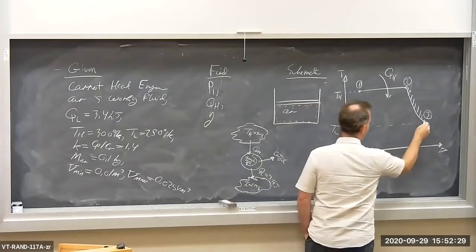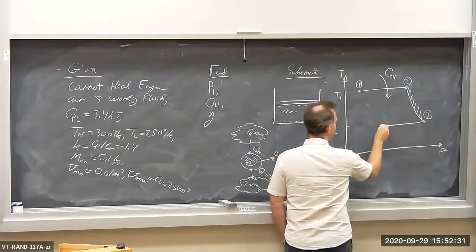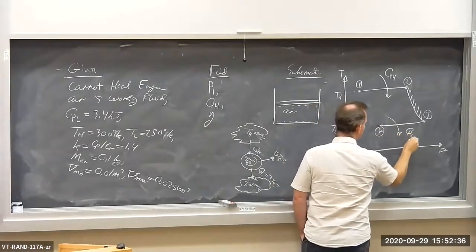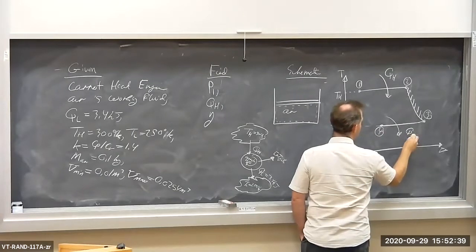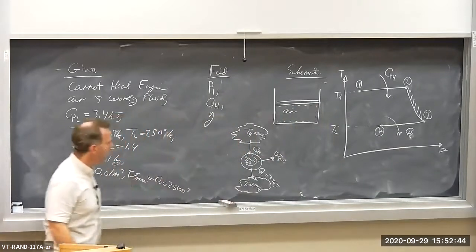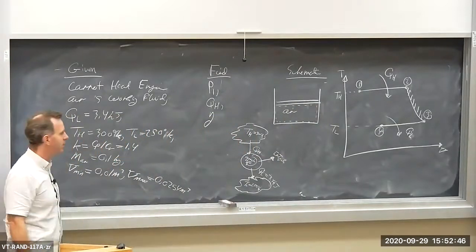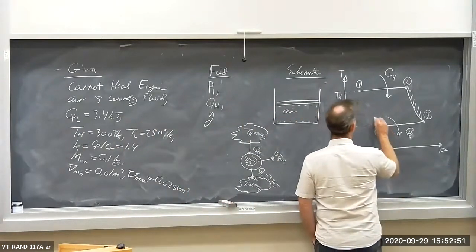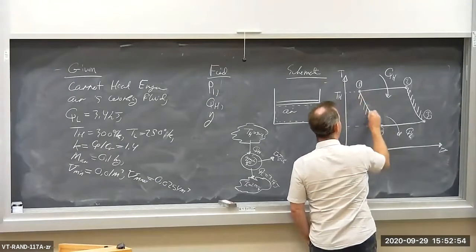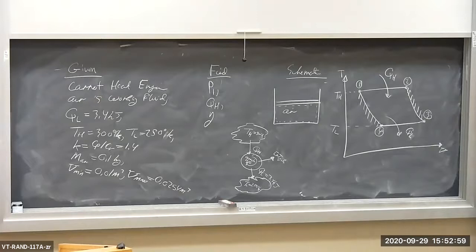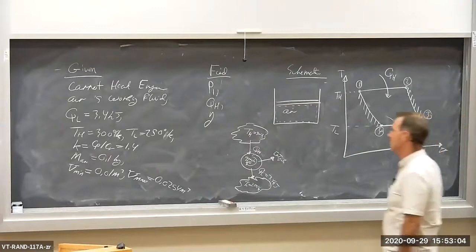And then we have isothermal heat rejection to state 4. So we compress the working fluid. Temperature is held constant. Why? Because heat's being rejected from the air as it gets squeezed down. And then we go back up to state 1 to complete the cycle with an adiabatic compression process. So that's a cycle there.